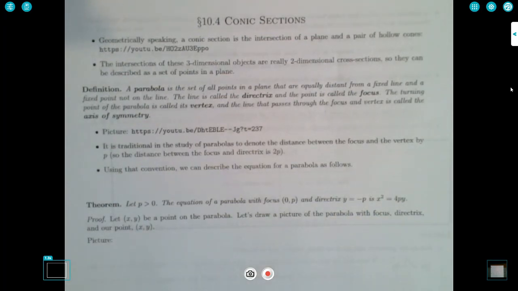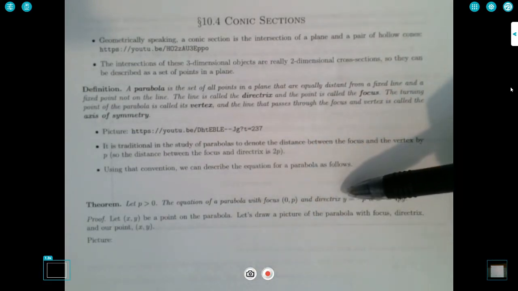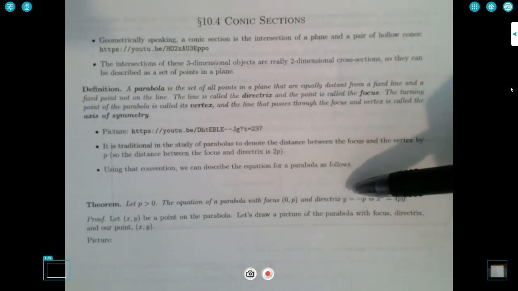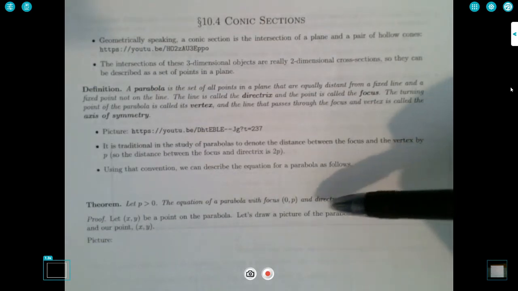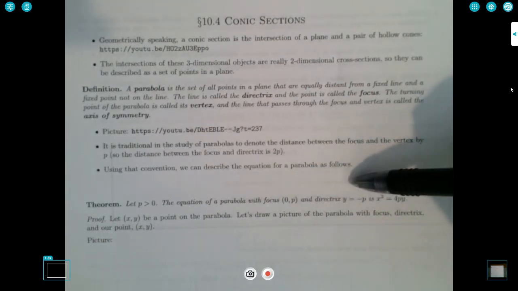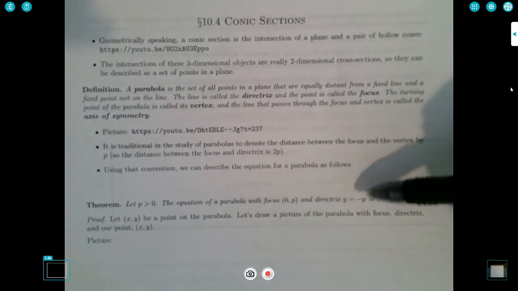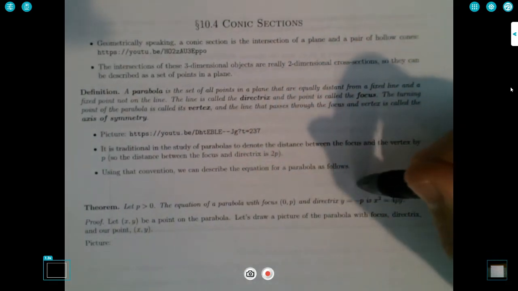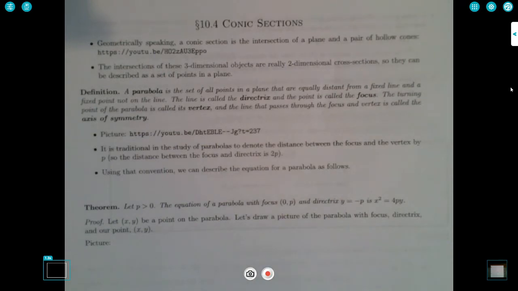Now, there are other kinds of parabolas, right? You could have a parabola with focus (0, -p) and directrix y = p. Or you could have a parabola with focus (p, 0) and directrix x = -p. And then there's focus (-p, 0) and directrix x = p. That all affects the way the parabola opens.